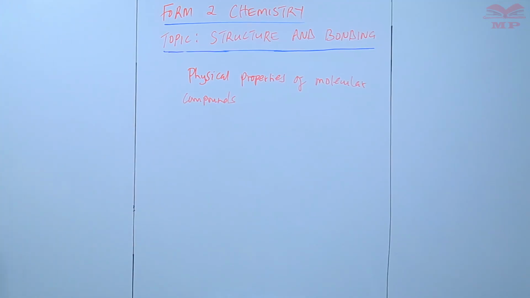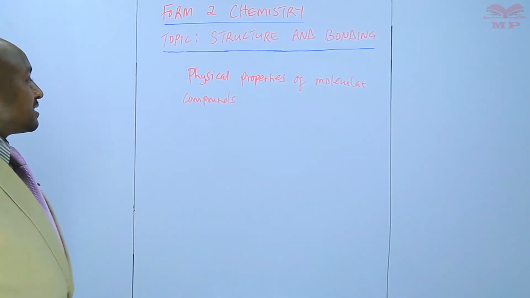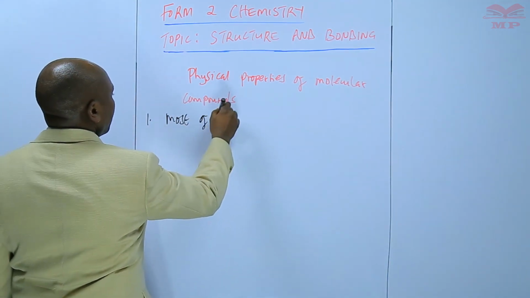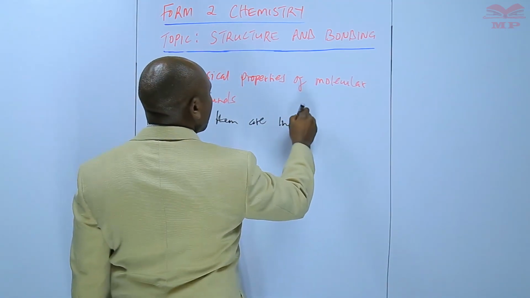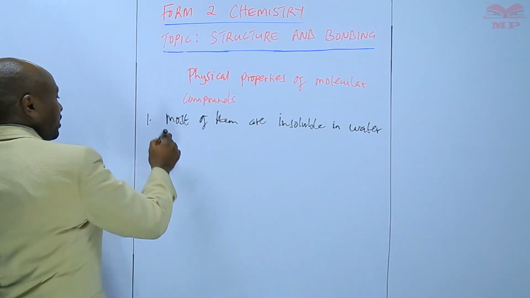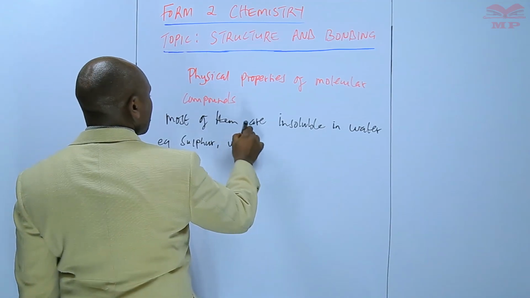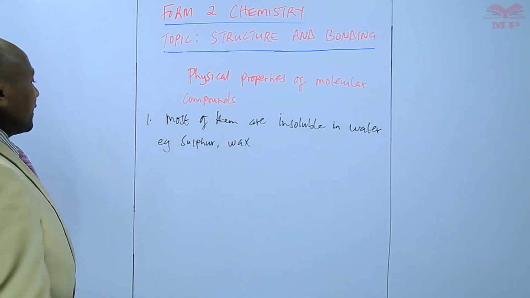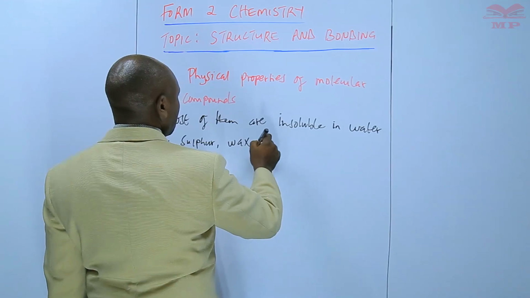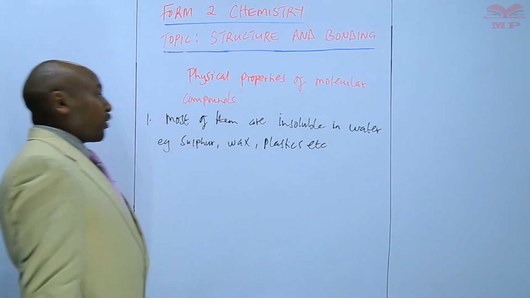Compounds that exist as molecules are the ones we are referring to as the molecular compounds or molecular structures. And one of their physical properties is that, one, most of them are insoluble in water. We can give examples, e.g. sulfur, wax, and even plastics, etc. Those ones have molecular structures.